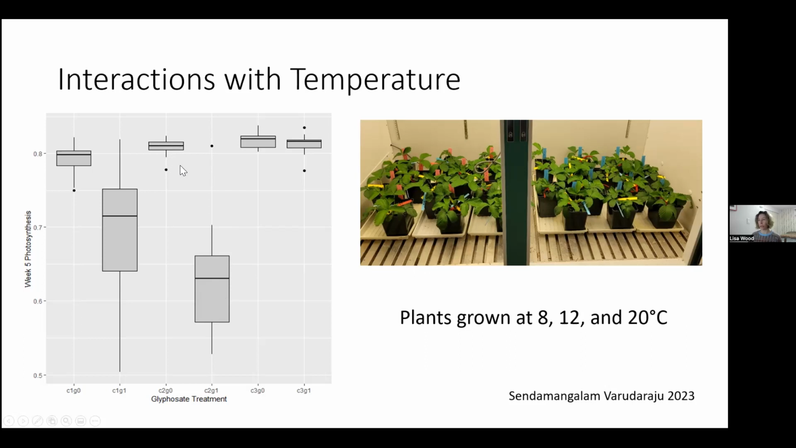And interestingly, when we get to 20 degrees Celsius, the glyphosate treated plants, there's no difference in how they can photosynthesize compared to the control plants. So this starts to tell us a little bit about where temperature might be playing a role in the plant's response and the plant's ability to maybe tolerate or process or degrade glyphosate and then still be able to get on with its life and not be too stressed out. So there's definitely something going on there with temperature.